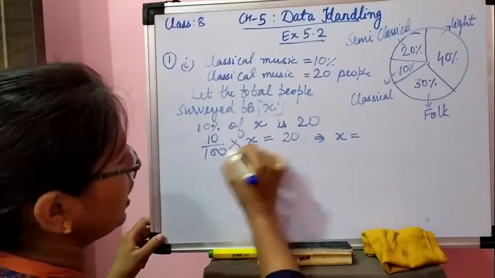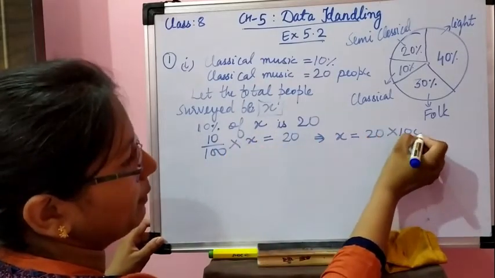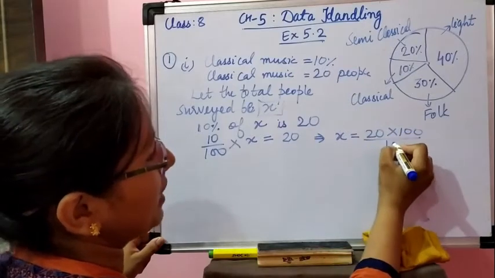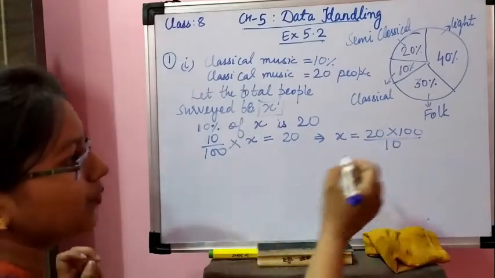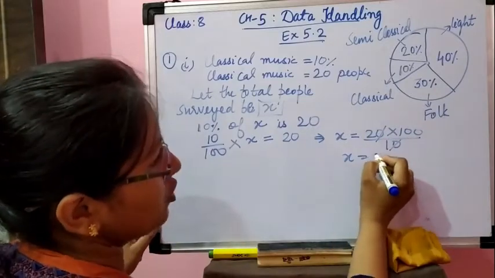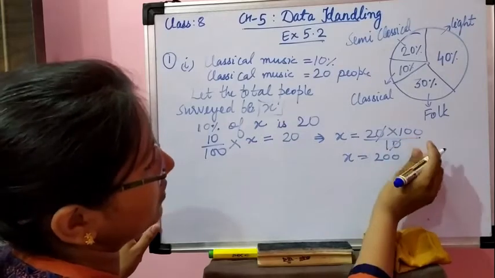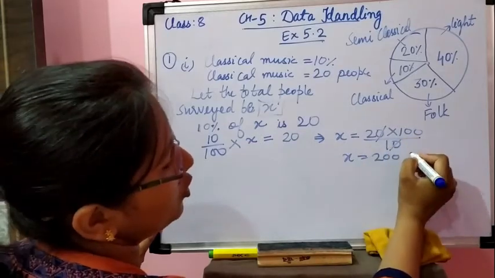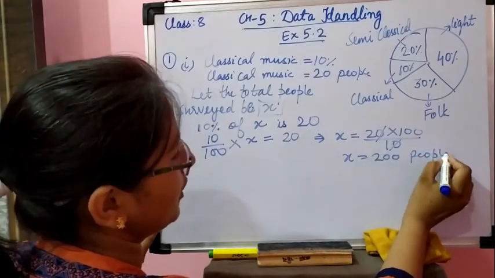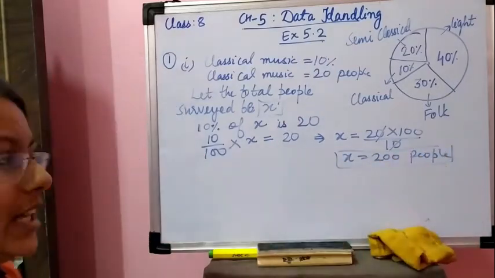X is equal to 20. This 100 is in divide, so it will come in multiply, and 10 is in multiply, so it will come in divide. So the zeros cancel. So in all, 200 people were surveyed. This is the total number of people who have been surveyed.